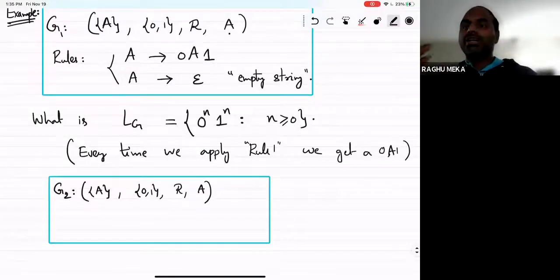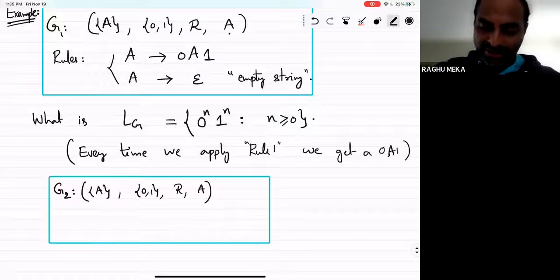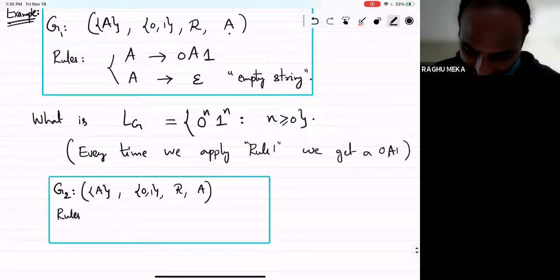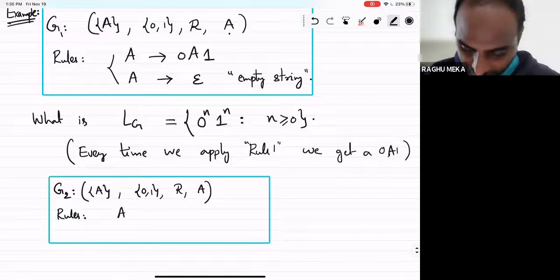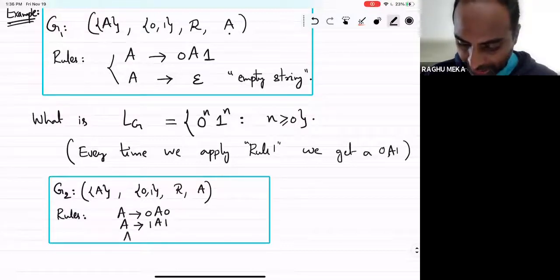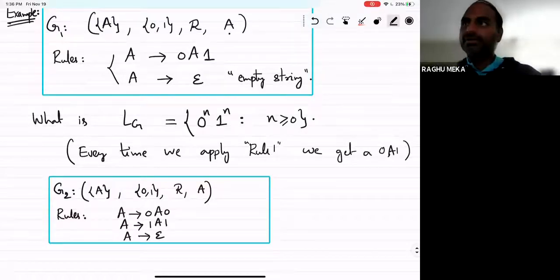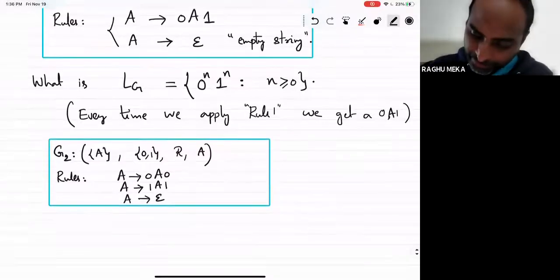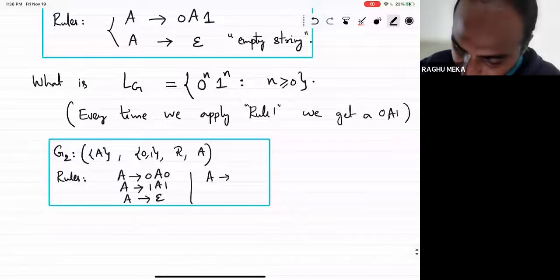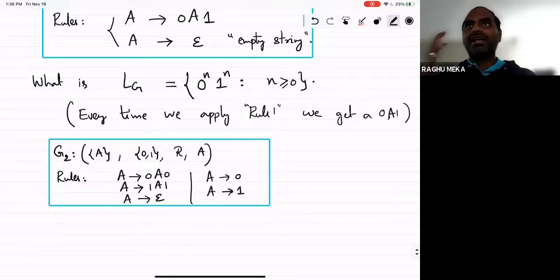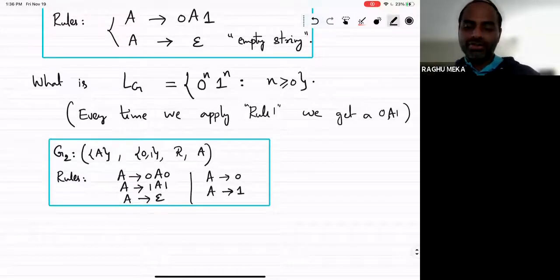Okay, so again, I'm going to have a single start symbol, which is A, and the rules are slightly different from what we have here. A is going to go to 0A0, A is going to go to 1A1, and A is going to go to epsilon. Okay, so these are the only rules. Oh, sorry, actually, I want to add more rules. Just constants. Okay, so I have 5 rules now. A goes to 0A0, 1A1, epsilon, 0, and 1.